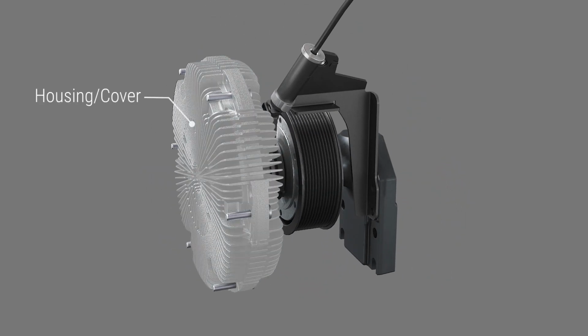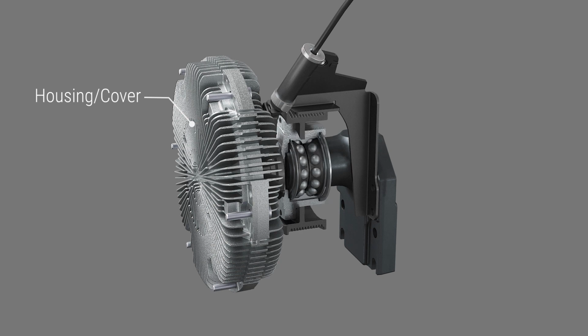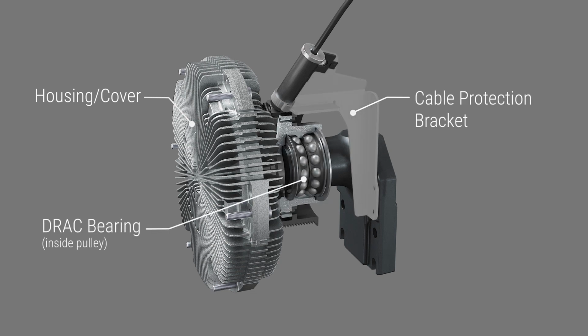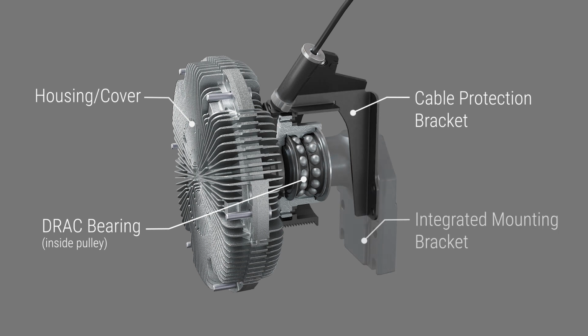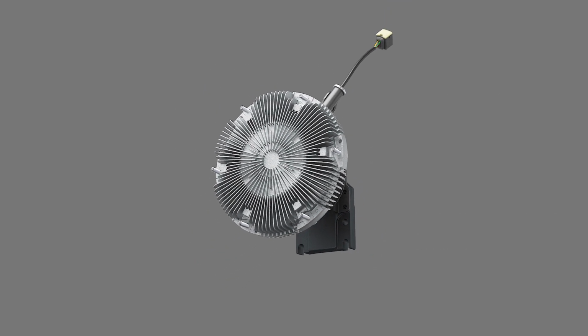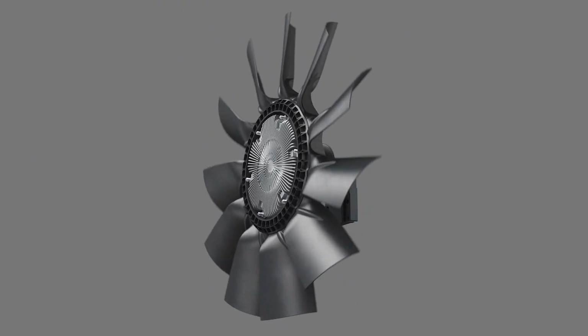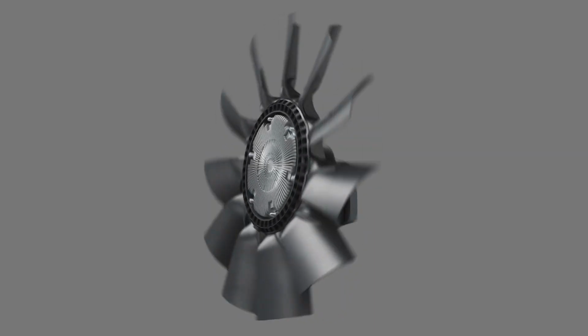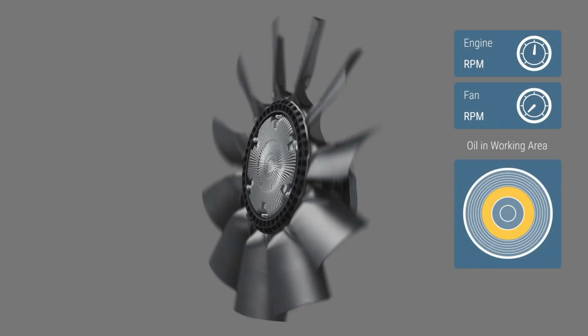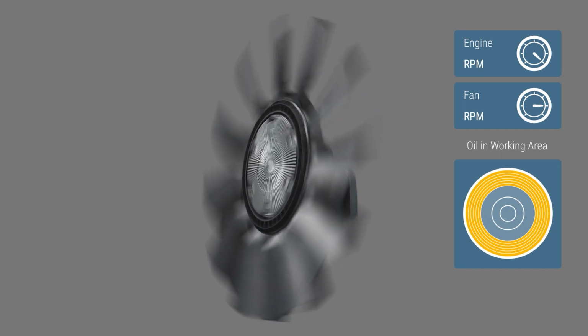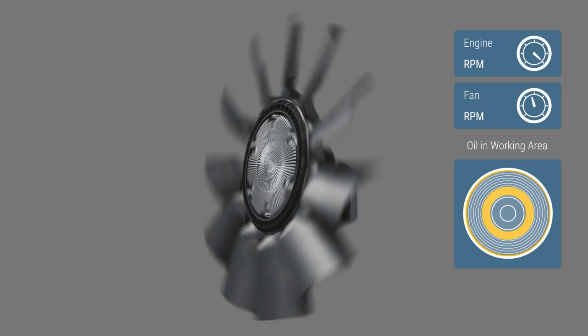The main difference between Horton's RCX fan drive and competitors' drives are the integrated cable protection bracket and mounting bracket. These features provide a single part number plug-and-play solution. Viscous technology provides maximum fuel efficiency, more available horsepower, and lower noise and emissions as it delivers only the needed fan speed. Fan speed is controlled by adding or removing oil in the working area.